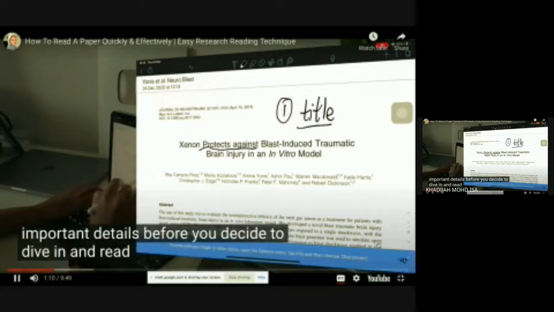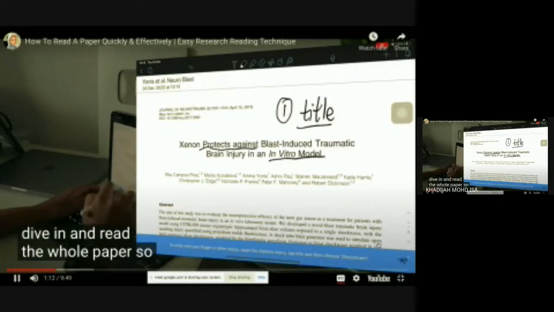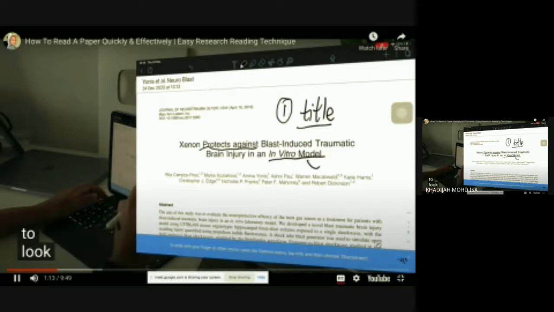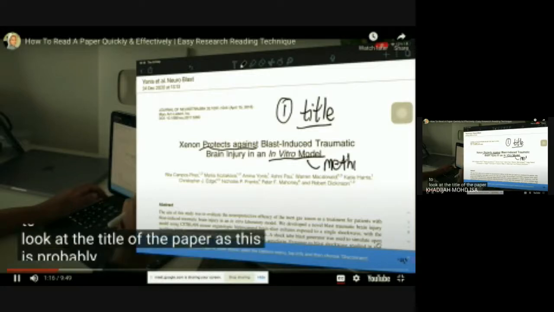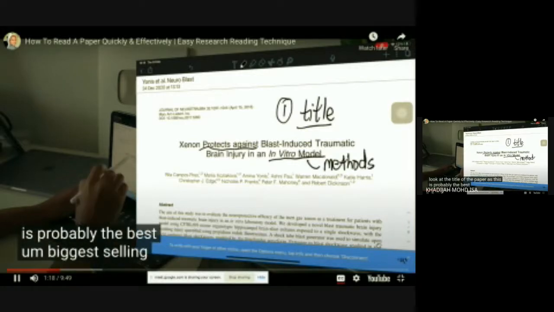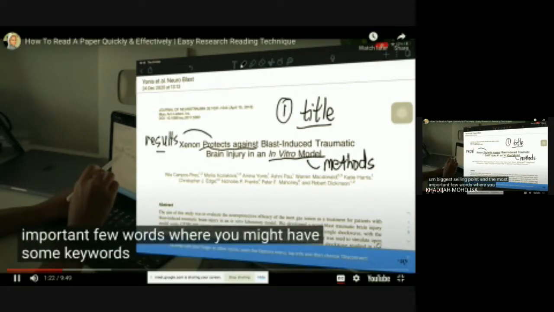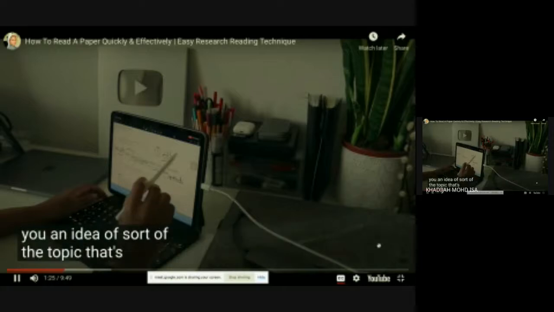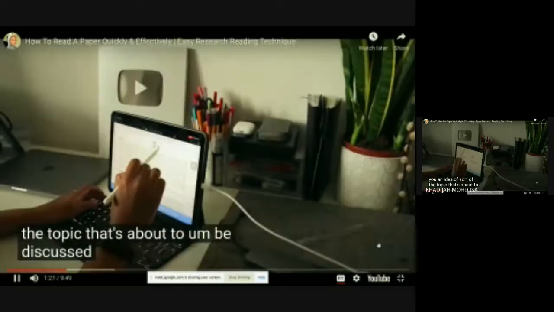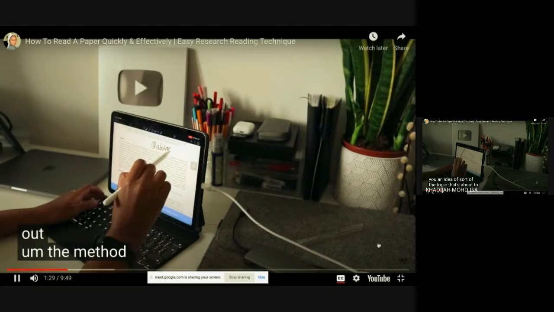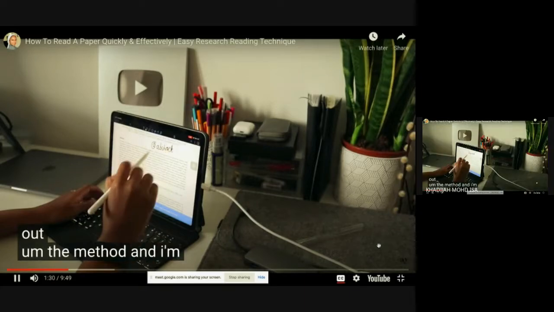So starting off, you want to look at the title of the paper, as this is probably the biggest selling point and the most important few words, where you might have some keywords that give you an idea of the topic that's about to be discussed. You can see here I'm pulling out the method, and also what the result is. You then want to move on and look at the abstract.